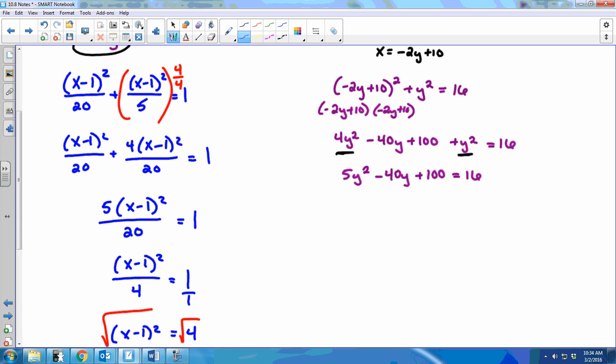So right now I have a quadratic equation. If I'm going to solve a quadratic equation in any way, shape, or form, what must the equation equal? It has to equal 0, right? If you're going to do anything, it has to equal 0. All those things you learned in Algebra 2 and the different ways you could solve quadratics, also taught in Algebra 1, you have to have it equal to 0. So you subtract 16, so 5y squared minus 40y plus 84 equals 0.